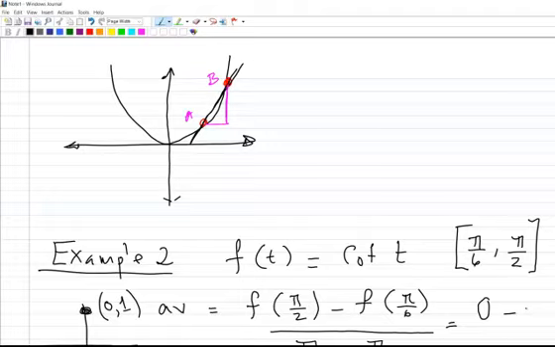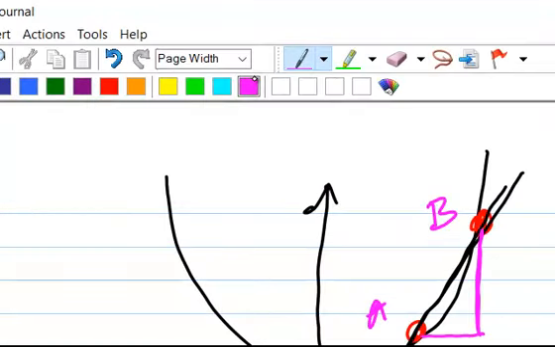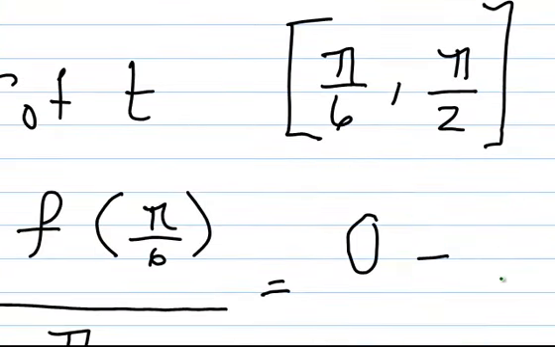Pi over 6 is 30 degrees. So if I want to explain it over here, 30 degrees is right here. Opposite of 30 is always 1. This is square root of 3, and that's 2. So if I'm looking at the cotangent, remember it's an x over y, so then it's going to be square root of 3 over 1.